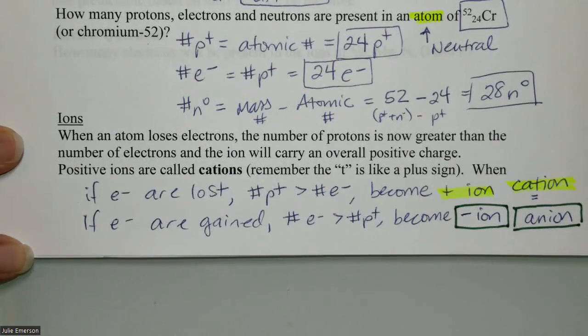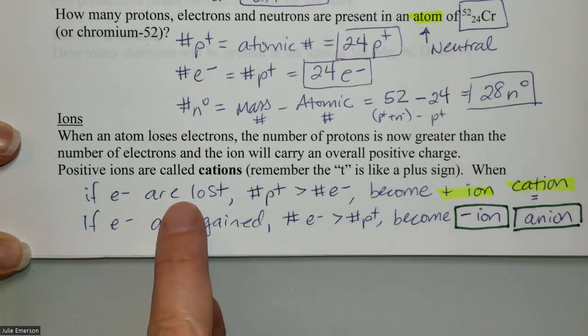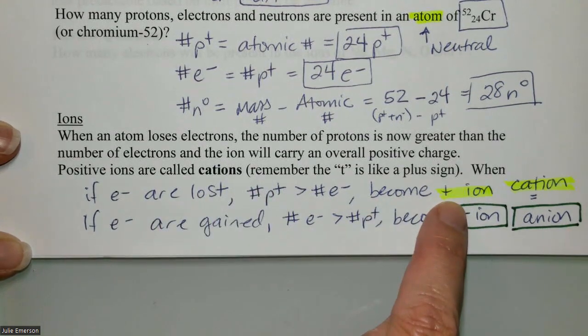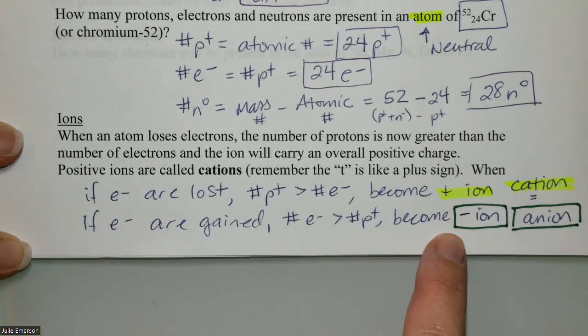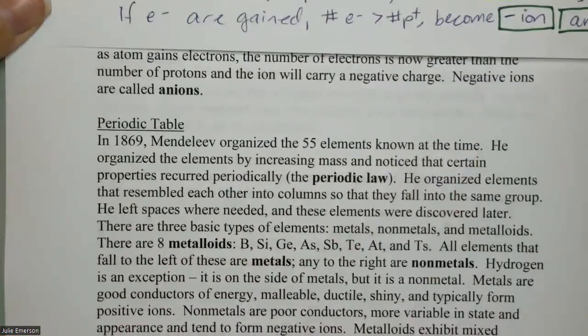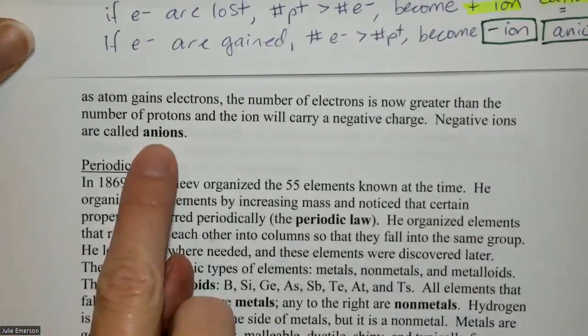So just terms: cation is positive, anion is negative. And it depends on whether the electrons have been lost or gained. So if you lose negative particles, you're going to become positive overall. If you gain negative particles, you're going to become negative overall. All right. So if we go to the next page, that's where you'll find the term anion.